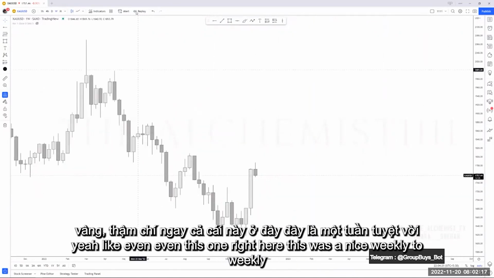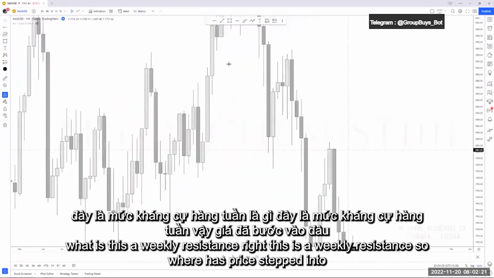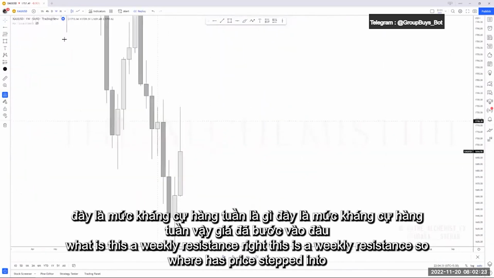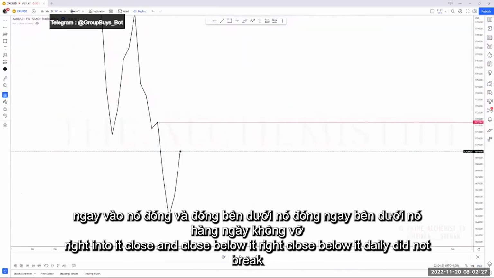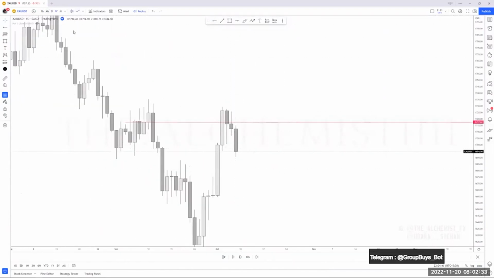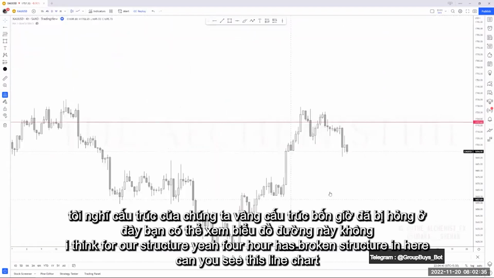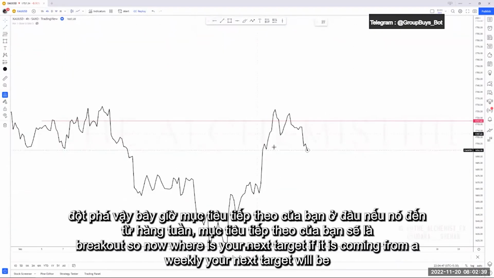Yeah, like even this one right here. This was a nice weekly to weekly. What is this? A weekly resistance, right? This is a weekly resistance. So where has price tapped into? Right into it. Close below it, right? Close below it. Daily did not break. I think 4 hour broke structure. Yeah, 4 hour has broken structure in here. Can you see it? It's a line chart.